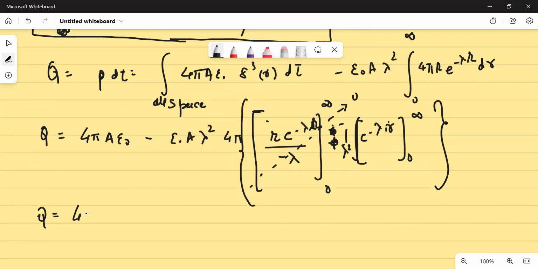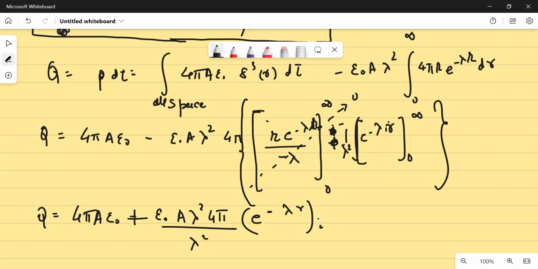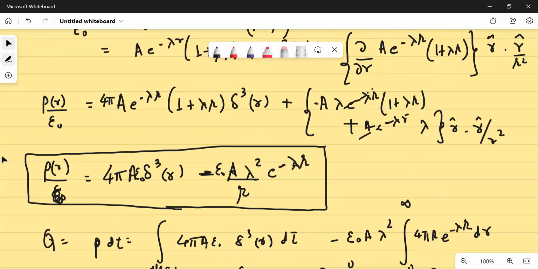So overall it will give me Q equals 4 pi a epsilon naught minus epsilon naught lambda square times 4 pi, and this will be plus 1 upon lambda square e to the power minus lambda r from 0 to infinity. At infinity this is 0, and at 0 it is minus 1. So overall this will become minus 4 pi a epsilon naught. This will get cancelled. The total charge enclosed by the system is 0. Is that clear?